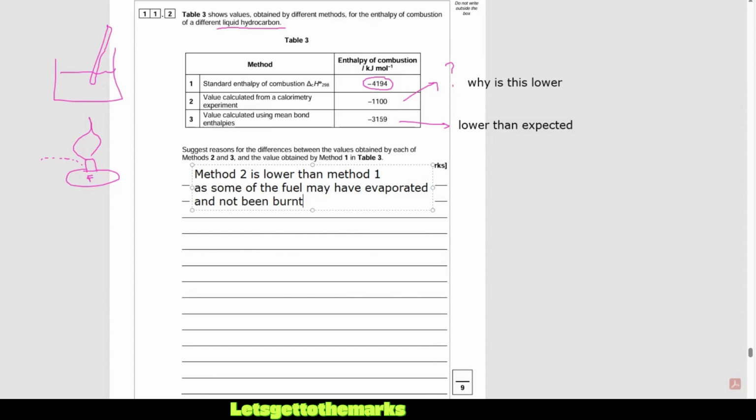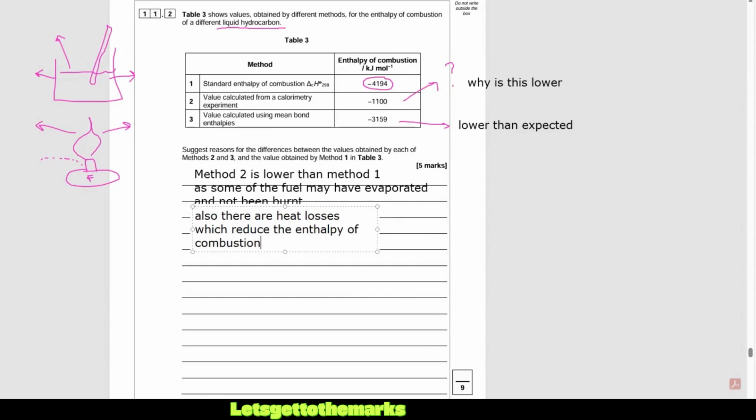Now, that is one of the reasons, but there are other reasons here. There are 3 for calorimetry. Another one is heat loss. Heat can escape unless you've got insulation all the way around and heat shields down here. You've got heat escaping there and there. Not all of it is going into that thermometer. So we want to say also there are heat losses, which reduce the enthalpy of combustion via method 2.